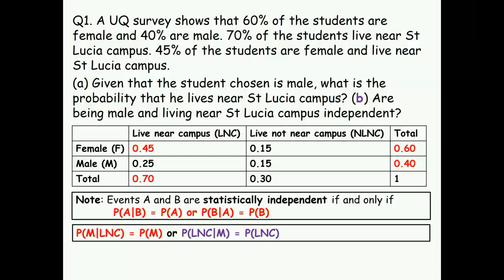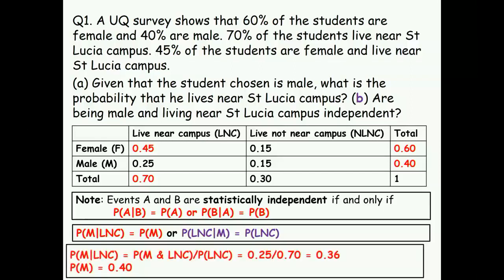So let me first calculate this one. I will calculate this one because I already know this one. The probability of male is 40%. I don't need to do the other one, because if this is not equal, I have already answered my question. So let me try this one. The probability of M given LNC is the probability of M and LNC divided by the probability of living near St. Lucia campus. M and LNC, male, 0.25. Probability of LNC, 70%. So I got 0.36.